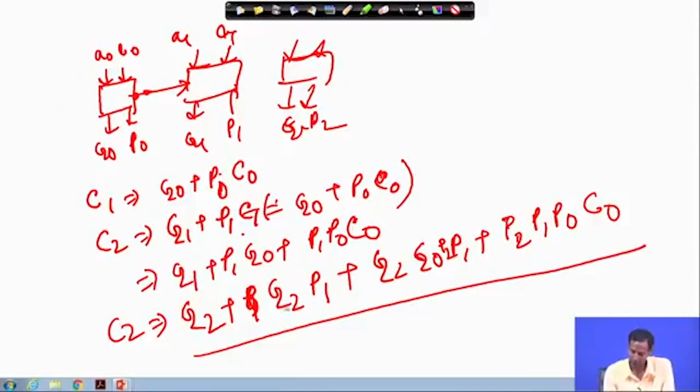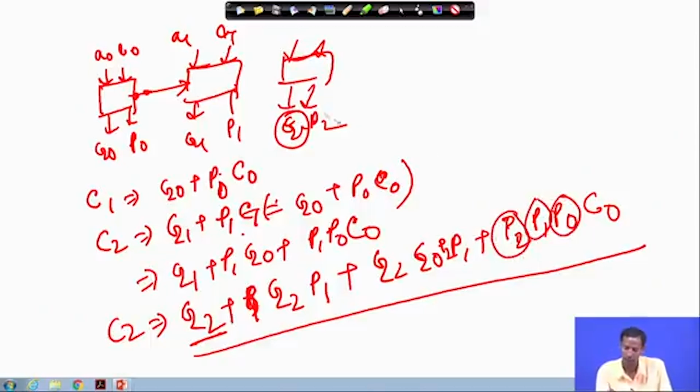In each of these cases you see that I have already calculated G2 from the beginning, then P2, P1 and P0 as well. So whenever I increase these values, what do I need? I need some AND gates for this and some OR gates for this, because this particular operation I have done from the beginning.